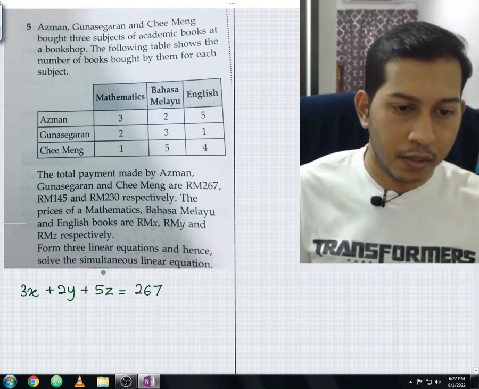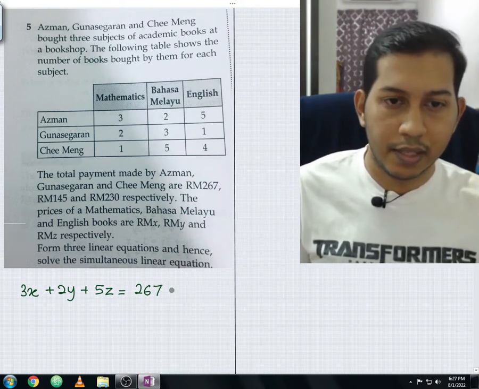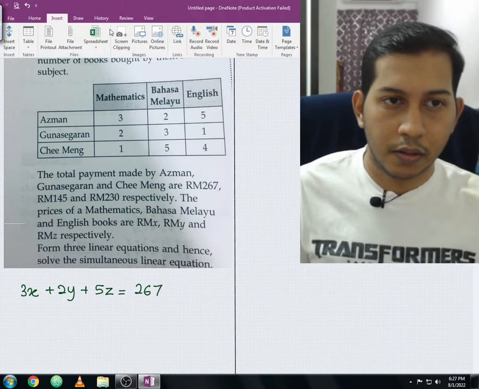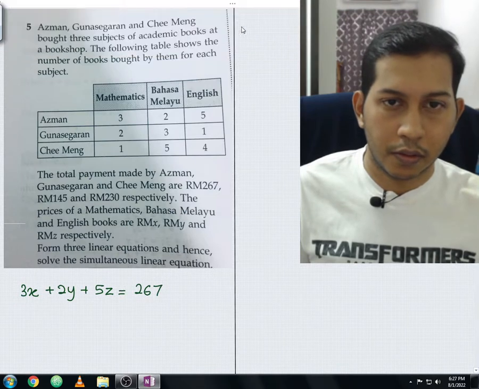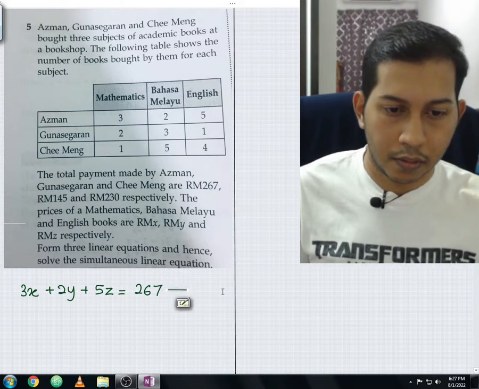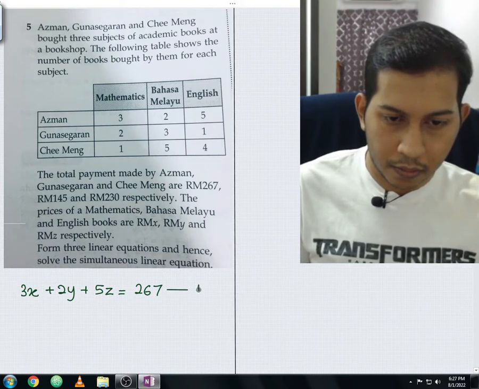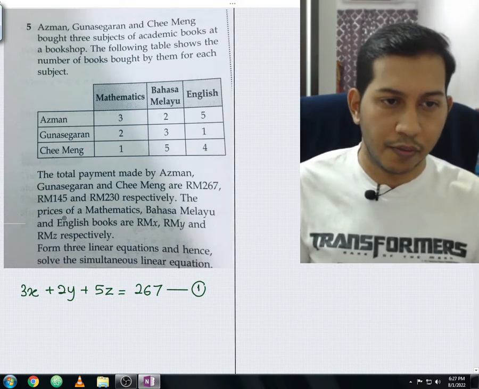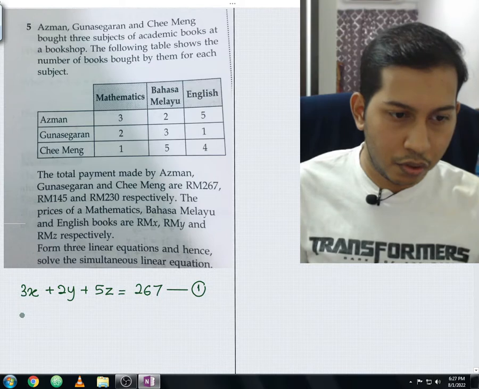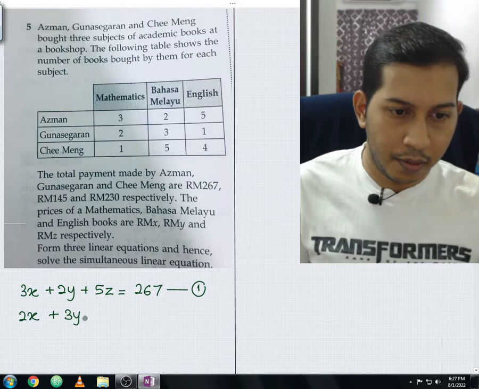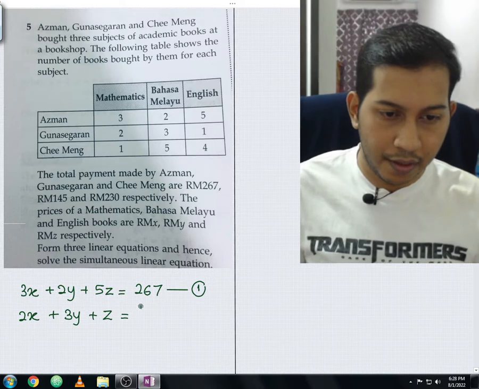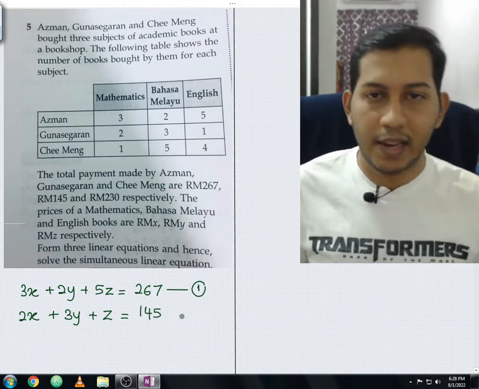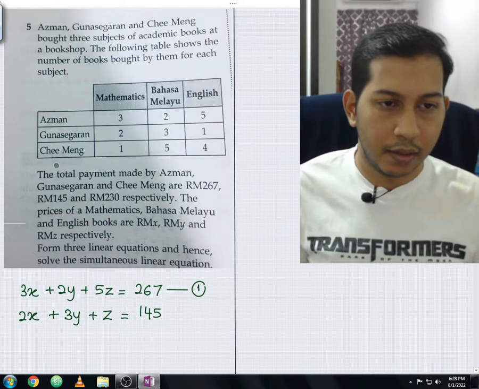Okay, so we already got our first equation here, so let me label this as equation 1. So this is your first equation. Let us proceed to Gunasekharan now. So for Gunasekharan, it will be 2x plus 3y plus z equals to 145. The labeling you'll do later on. We just proceed with Chimeng.